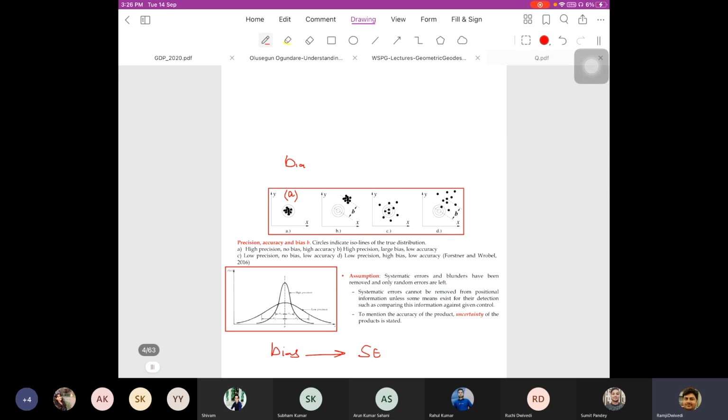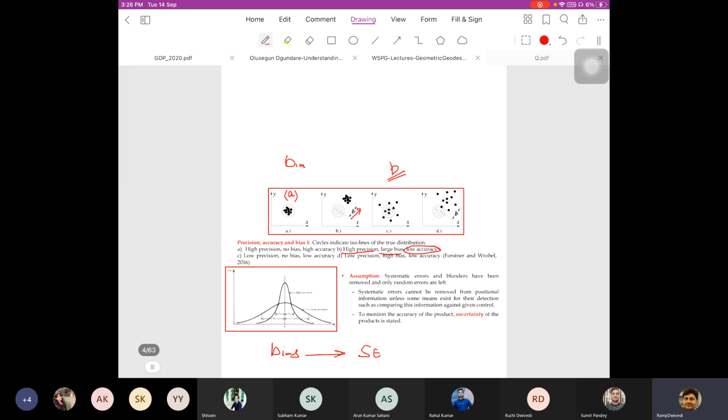it is represented in the second example, which is case B, where you could see that there is a slight deviation of all the observations. The precision is not questionable here. The only question is why it is deviating in this direction, and that is because there is a bias, which represents the systematic error. So B is an example of high precision, large bias, and that leads to low accuracy.